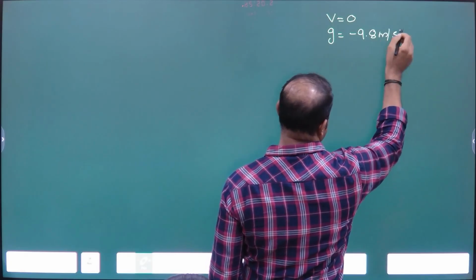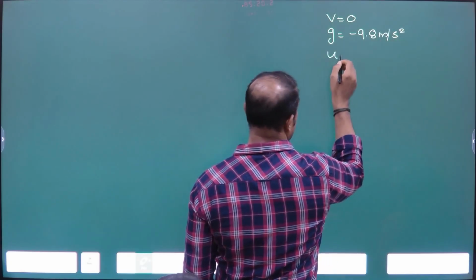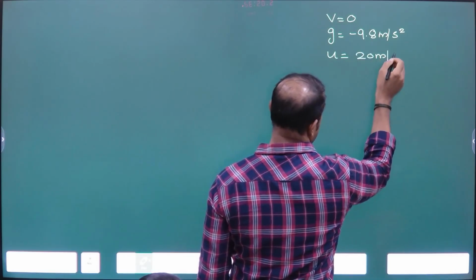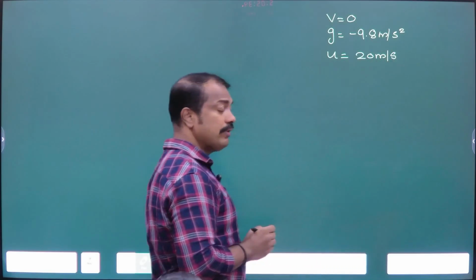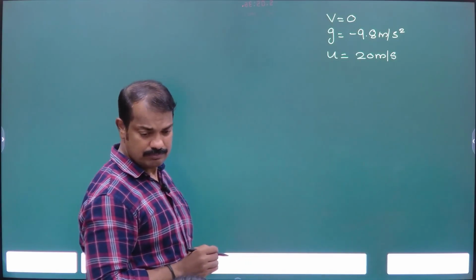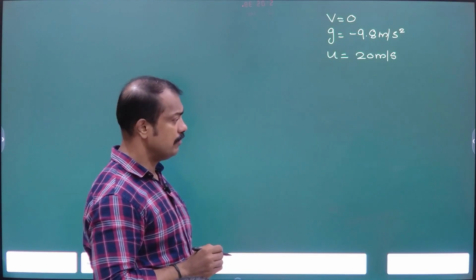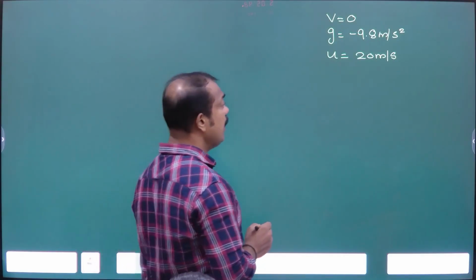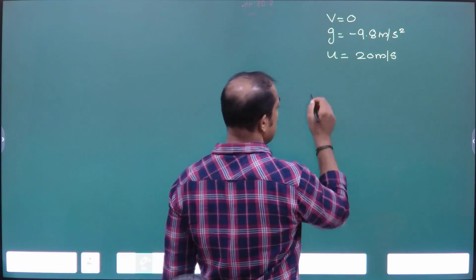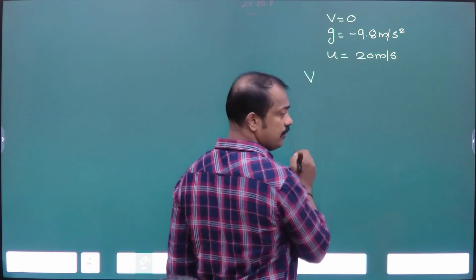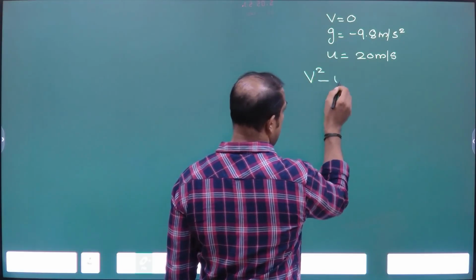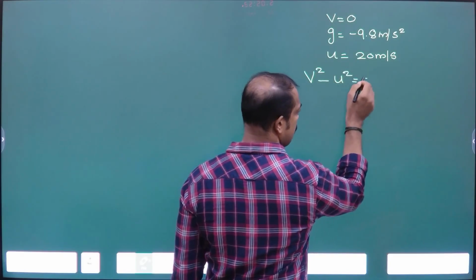और क्वेश्चन में क्या गिवन है? U 20 मीटर पर सेकेंड. फर्स्ट पार्ट में क्या फाइंड करना है? एक ही पार्ट है. क्या फाइंड करना है? हाइट. Which formula? Time is not given. Third equation of motion है. टाइम गिवन नहीं तो हमेशा थर्ड इक्वेशन ही होगा और कुछ ऑप्शन नहीं है.